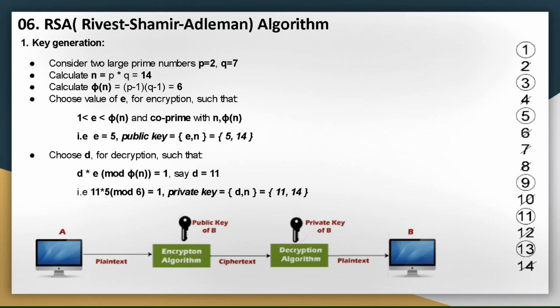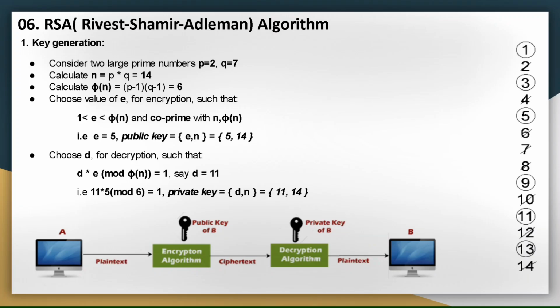Now another step is to calculate small n, which is the multiplication of both prime numbers, p into q, that is 14. Then we calculate phi of n. This is the formula to calculate phi of n: p minus 1 into q minus 1, which gives 6. To understand how phi of n is calculated, phi of n counts the numbers co-prime with n. If we list down the numbers from 1 to 14, we have to find the co-primes of n.